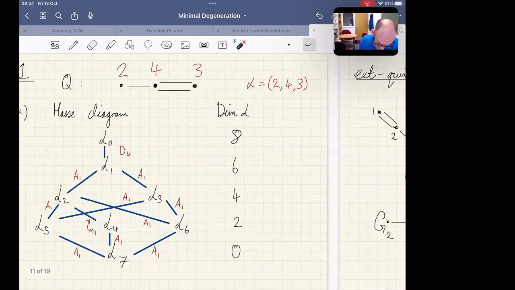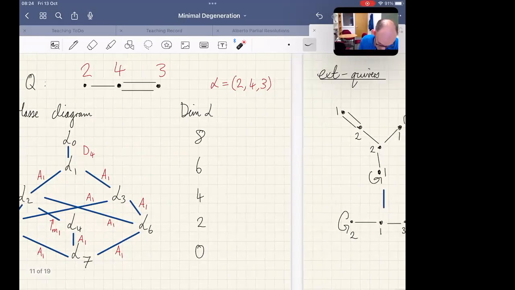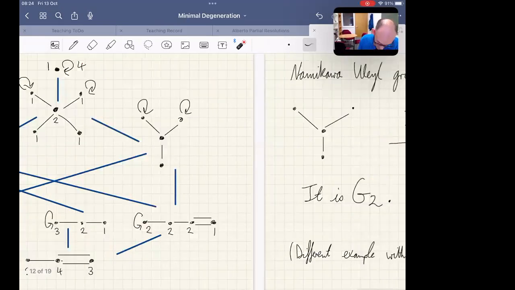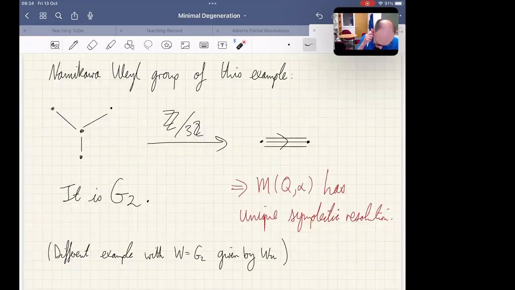But in fact, when you compute this example, what you find is that there's a folding. So in fact, the Namikawa-Weyl group for this particular example is actually G2 rather than D4, which is quite amazing, I thought. But I should point out that actually there's also a separate example by Wu where he gives a different quiver, which also has a G2 Weyl group. And this is quite rare.